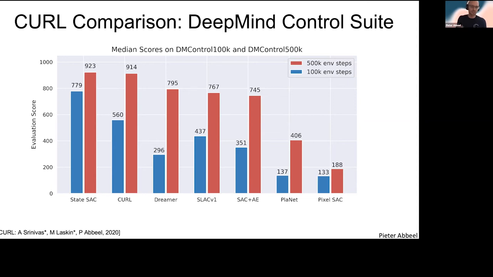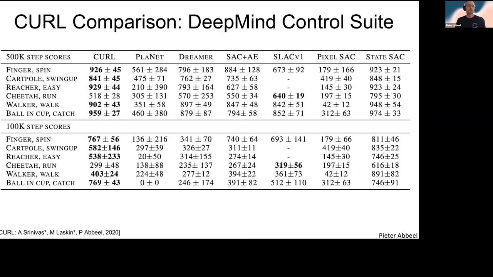So it's clear the auxiliary losses help a lot and the contrastive loss helps the most. Here are some final numbers for each of the environments at 500,000 steps and at 100,000 steps, showing which of these approaches has the highest score at that point. And it's more or less dominated by CURL.